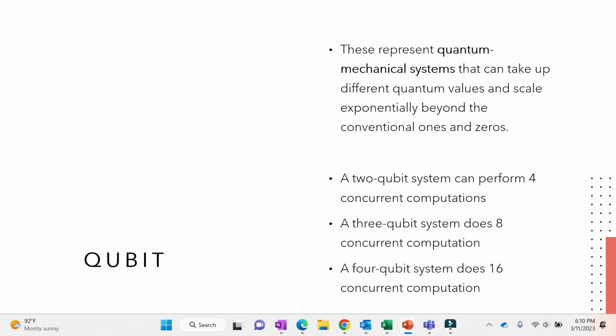So if it is a 2 qubit system, actually it can do 4 concurrent computations. If it is a 3 qubit system, it can do 8 concurrent computations. Similarly, 4 qubits can do 16 concurrent computations. So basically the qubit is the most fundamental unit which can help in representing multiple states that are present in quantum physics.